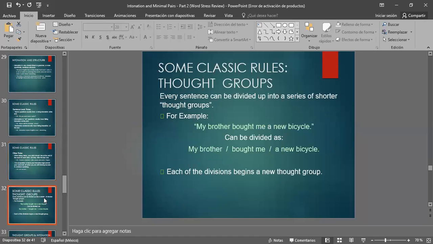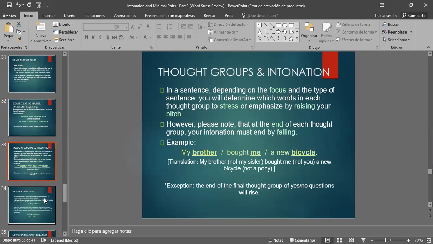Okay, some classic rules for groups. For example, every sentence can be divided up into a series of short subgroups. For example, my brother bought me a new bicycle. Each of the divisions begins with a drop group. A drop group, sorry. Let me see.